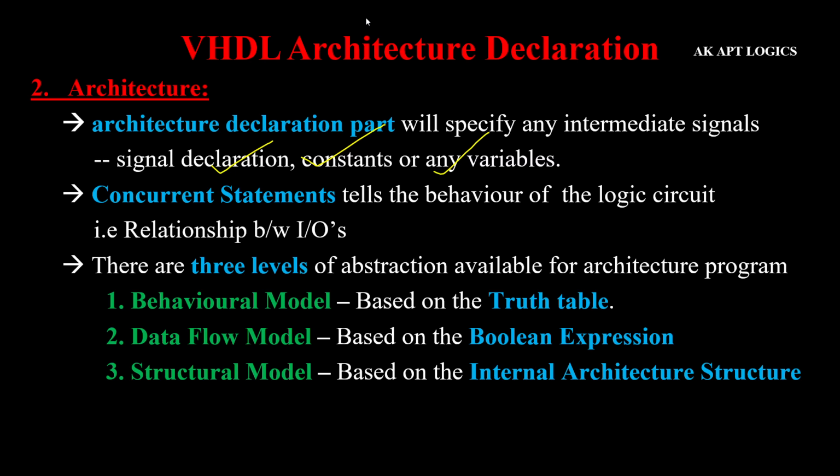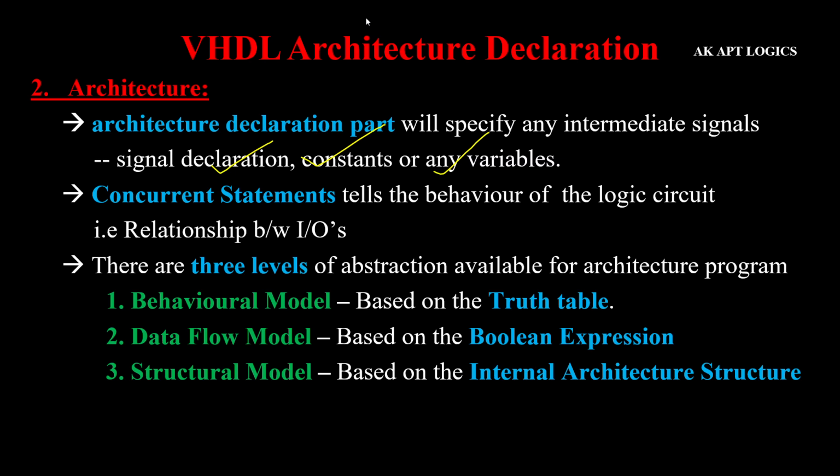Those intermediate signals can be declared in the architecture, after the architecture name of entity name is, and before begin. After this, we are going to use the begin. After begin, we are going to write the concurrent statements. Concurrent statements are those which are executed in parallel, and they are going to specify the relationship between the input and output.